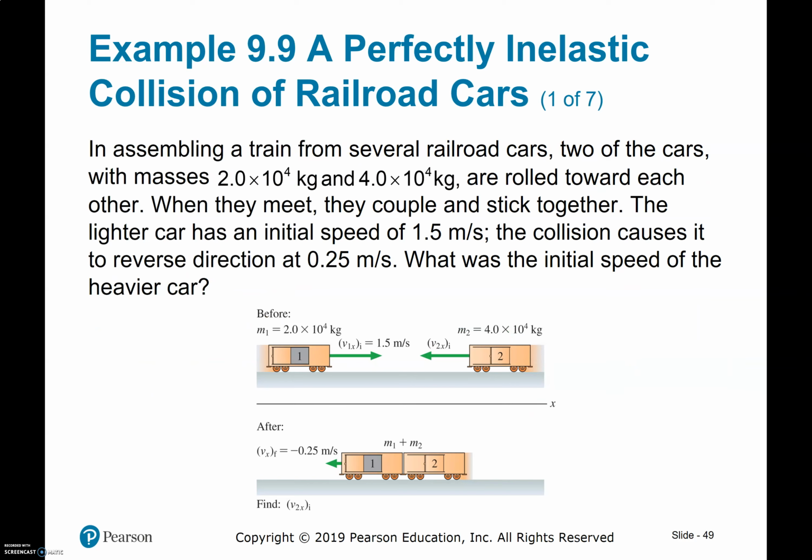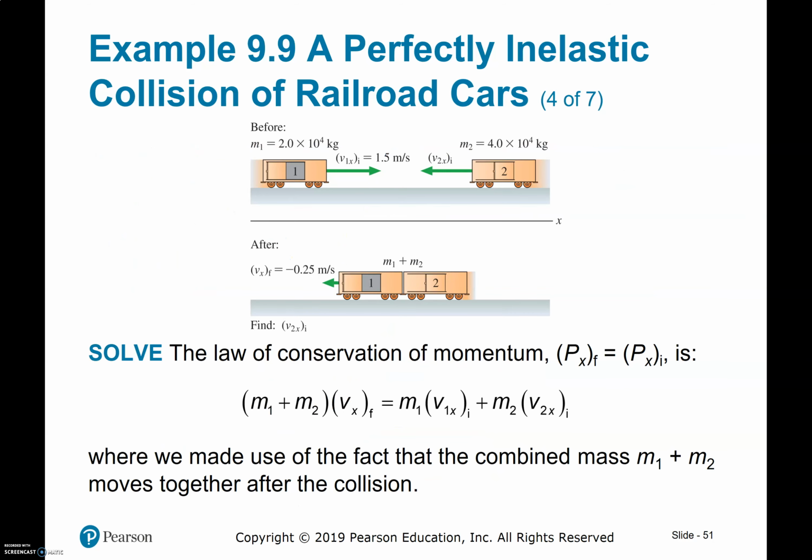So let's look at another example. We have two trains and they are coming at each other. Train 1 has this much mass, train 2 has this much mass, and these are the initial velocities. 1.5 meters per second, and train 2 has an initial velocity, and the final velocity is minus 0.25 meters per second, but the two trains get stuck, so now they are one. And we want to find the initial velocity of train 2. That's the question. So let's see how we do that.